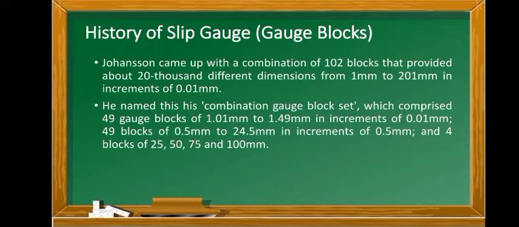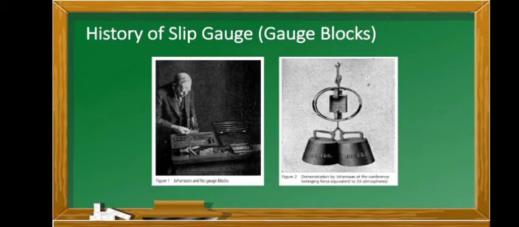And what we will use for combining gauge blocks here is an 83-piece set of English gauge blocks and an 88-piece set of metric gauge blocks. So the first picture shows Mr. Johansson and his gauge blocks. And the other one illustrates a demonstration of gauge block ringing force performed by Johansson in 1917 at a mechanical engineering conference in Stockholm.